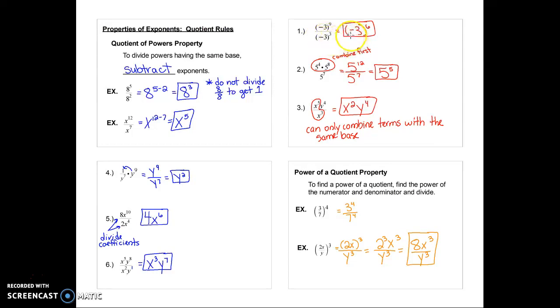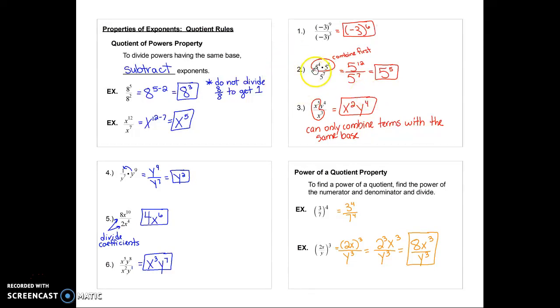So it's going to stay a negative 3 in parentheses exactly the way it was at the beginning. Then the shortcut is to subtract your exponents. If I have 9 in the numerator and 3 in the denominator, 9 minus 3 is a positive 6. So my final answer is negative 3, all of that in parentheses raised to the 6th power.